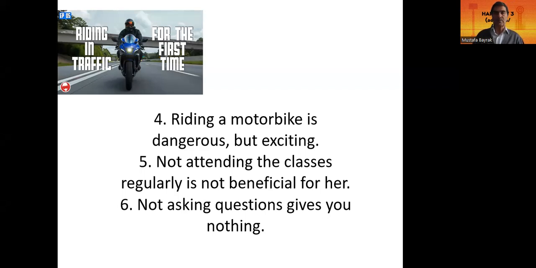We should also get used to using them not just only in positive way but also in negative way. For example, asking questions gives you a lot of things, but not asking questions gives you nothing.